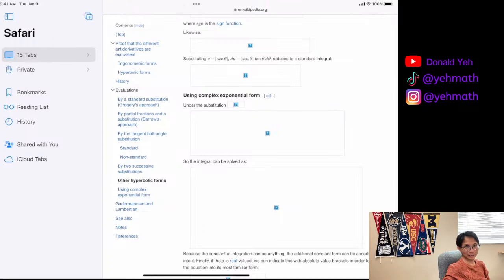Mathematicians, like crazy. They even use something... What the hell is this? I don't even know what it says. So there's 1, 2, 3, 4, 5, 6, 7 ways to do the integration.